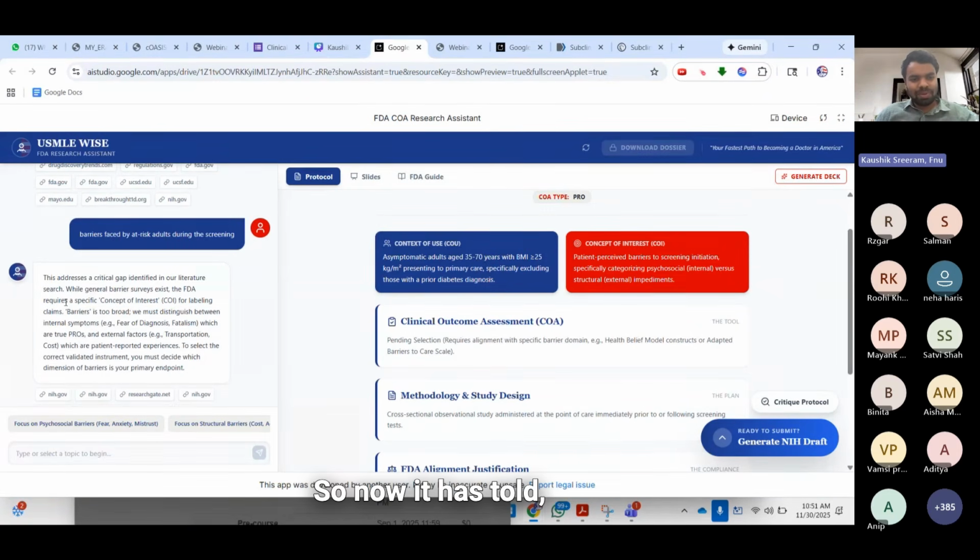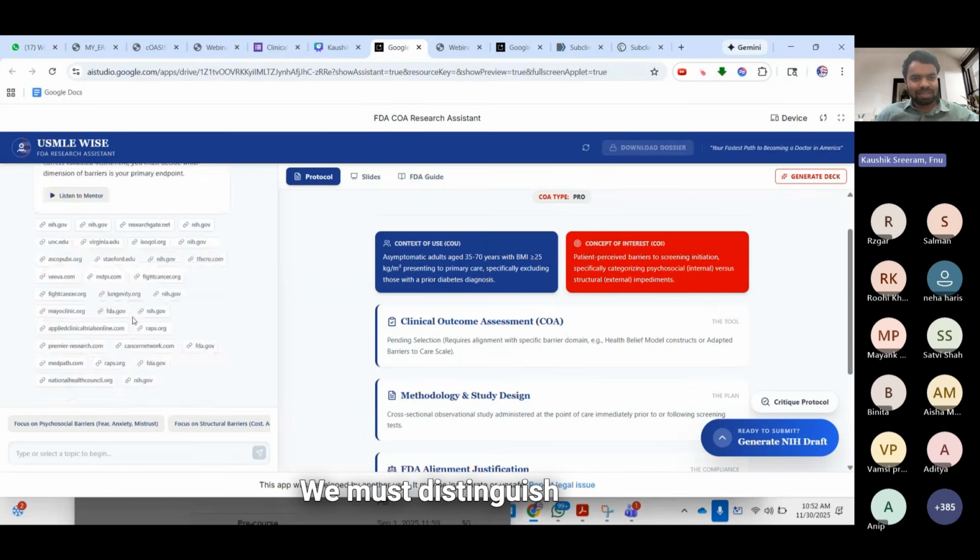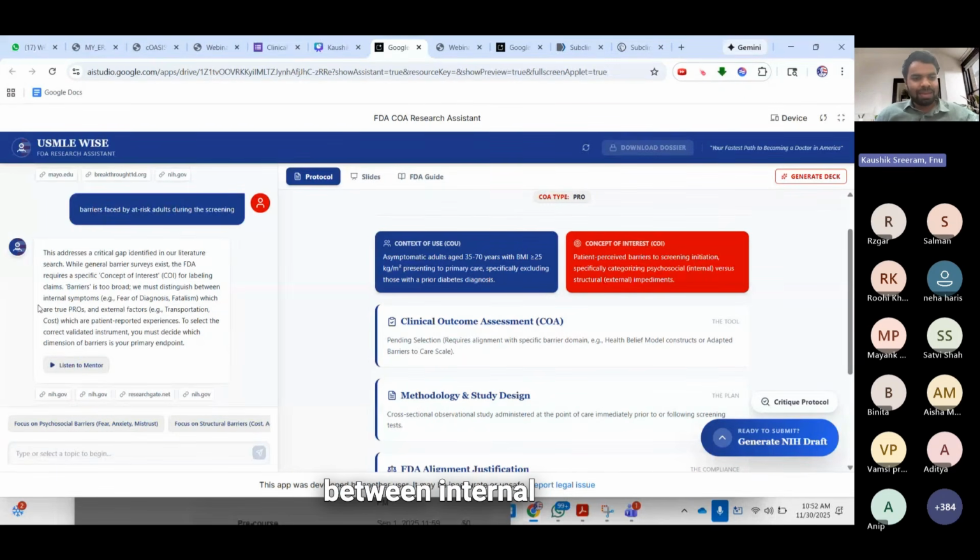So now it has told us, okay, this addresses a critical gap identified in our literature search. While general barrier surveys exist, the FDA requires a specific concept of interest for labeling claims. Barriers is too broad. We must distinguish between internal symptoms, that is, fear of diagnosis, fatalism, which are true PROs, and external factors, that is, transportation cost, which are patient reported experiences. So what do you want to focus on?